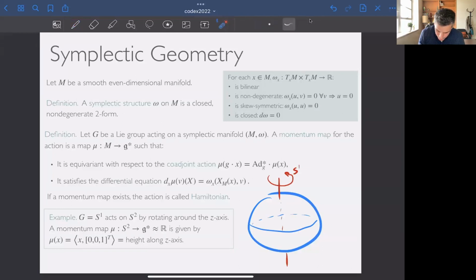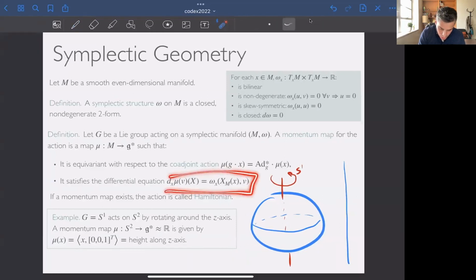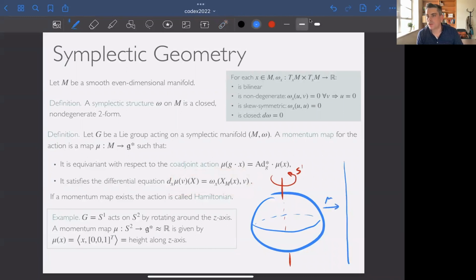The dual of the Lie algebra of S1 is isomorphic to R. I'm really going to think of that as a vertical line over here. If you work out what this differential equation is telling you, you'll see that it's satisfied by this map, which just takes a point to its height on the z-axis. Okay, so that satisfies these properties. You have to be careful with your identifications, but this is something you can really work out by hand. Now, intuitively, what's this telling us?